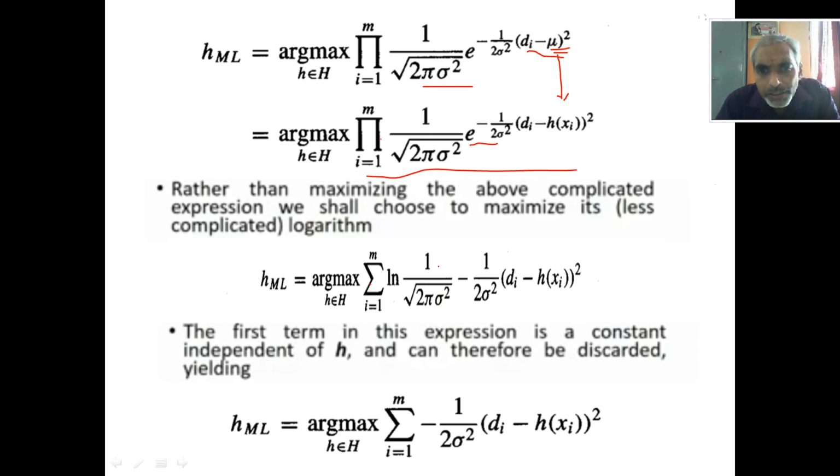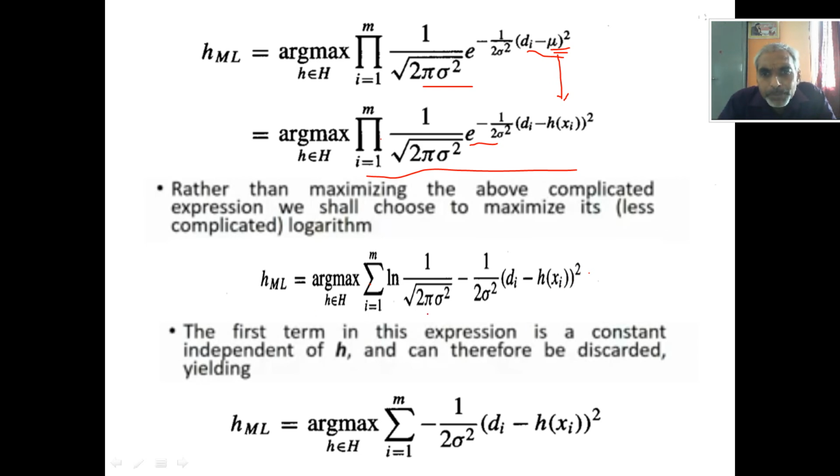So this is a constant, and you write this constant as it is. When you apply log here, e disappears, so minus of this. So minus 1 divided by 2 sigma square into di minus h of xi whole square.